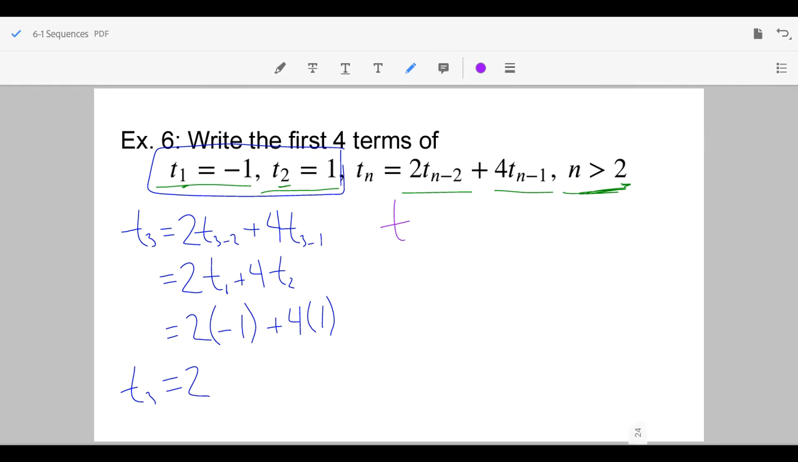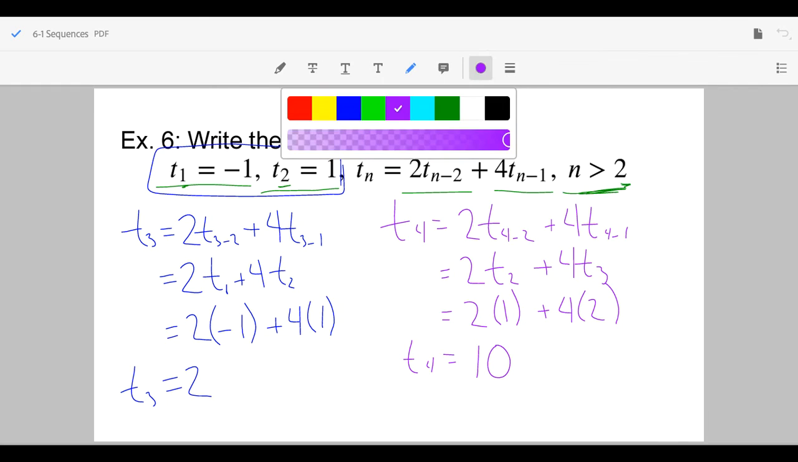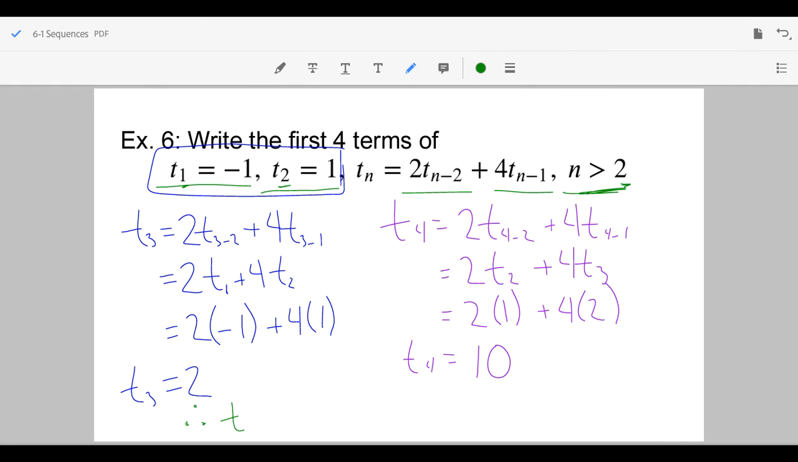Term 4 equals 2 times term 4 minus 2 plus 4 times term 4 minus 1. So this is 2 times term 2 plus 4 times term 3. Term 2 is 1. Term 3 is 2. And 2 times 1 plus 4 times 2 is 10. So term 4 equals 10. So, let's summarize this. Term 1 is negative 1. Term 2 is 1. Term 3 is 2. And term 4 is 10.